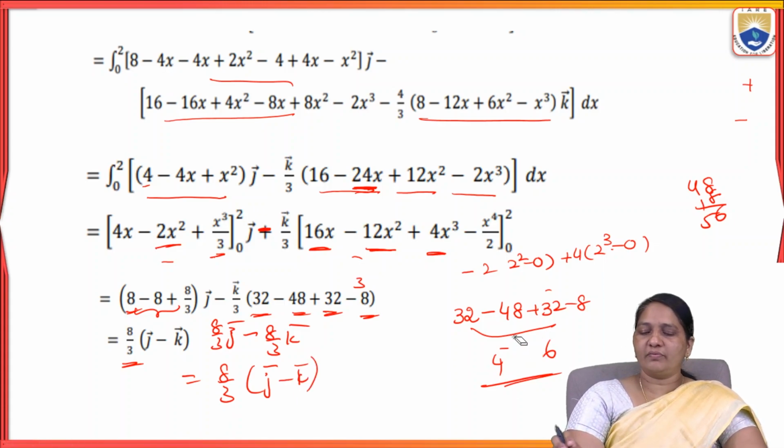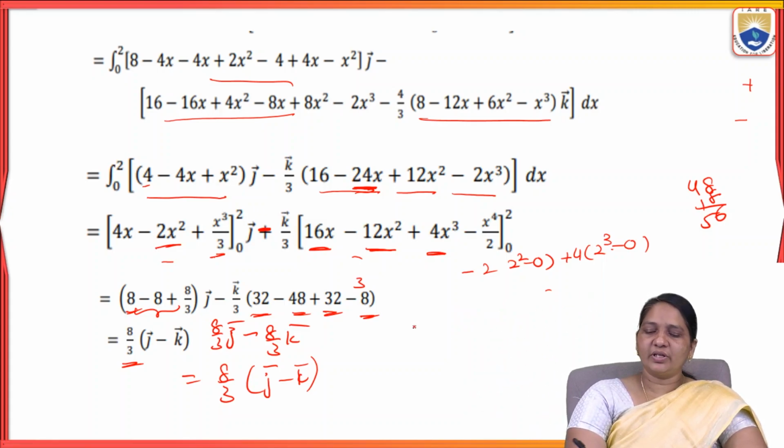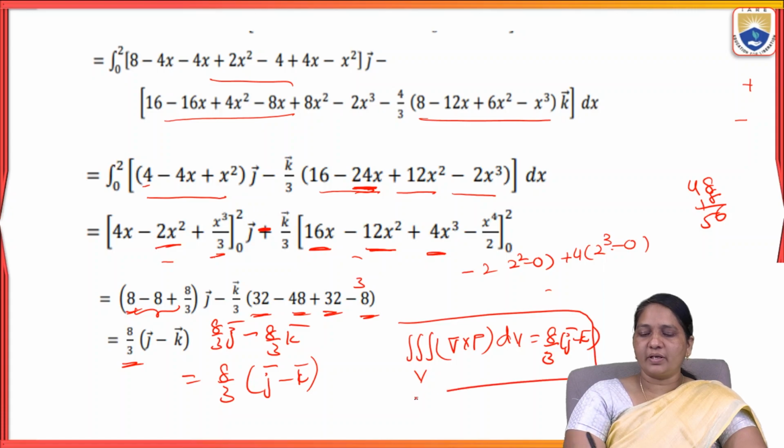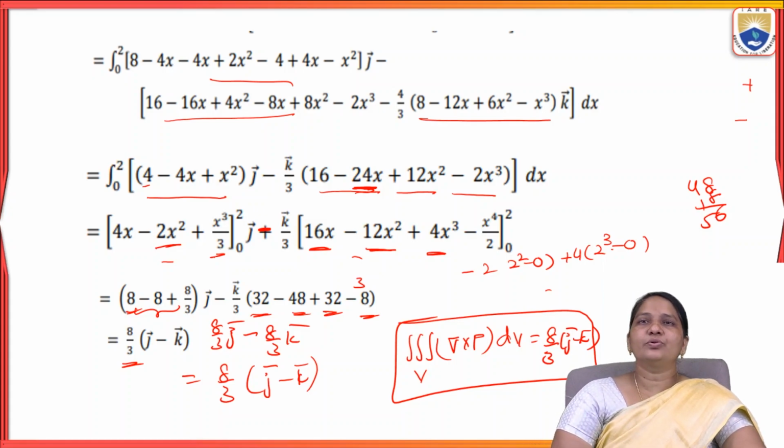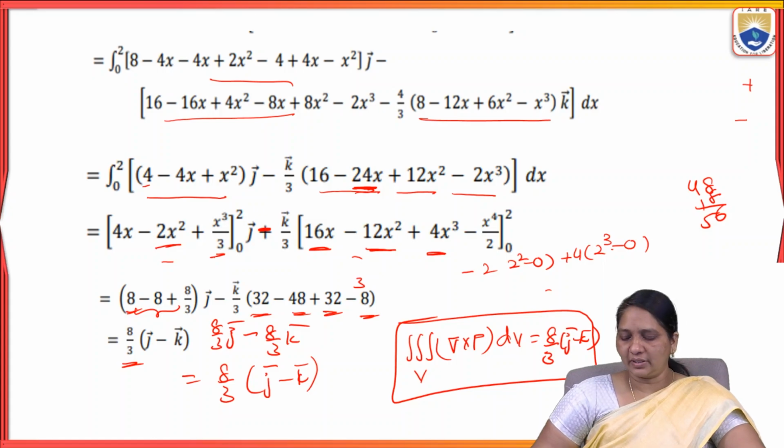What is that final value? That is the triple integral over v of del cross f into dv. That value is 8 by 3 into j bar minus k bar. So this is the final answer. So this is the way to calculate the volume integral. Here we are going to discuss one more example to get clarity.